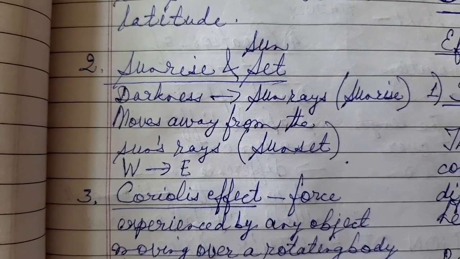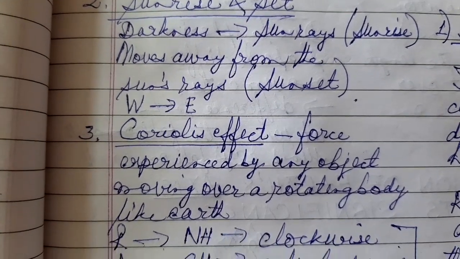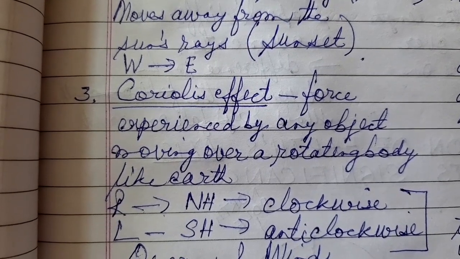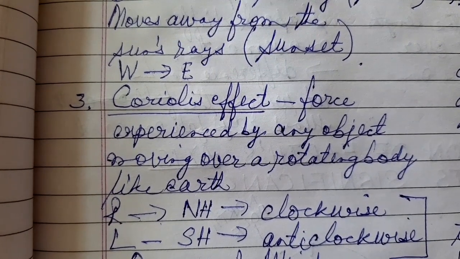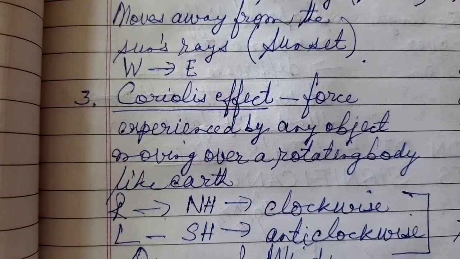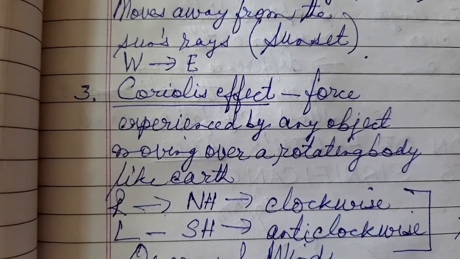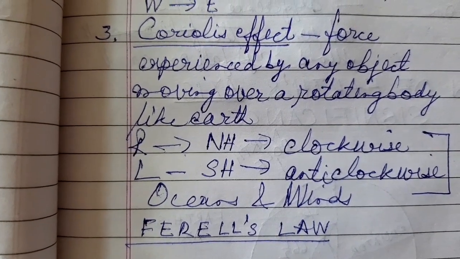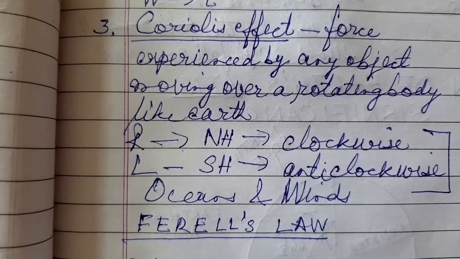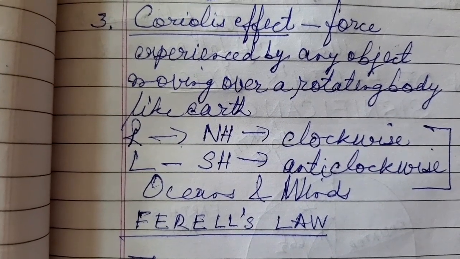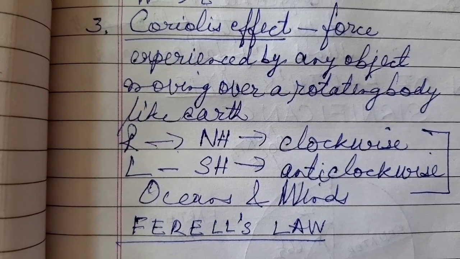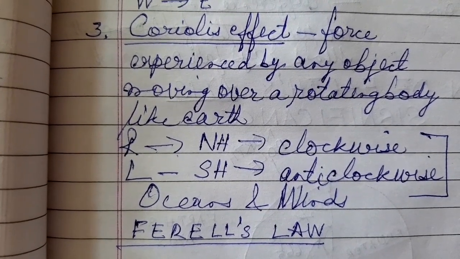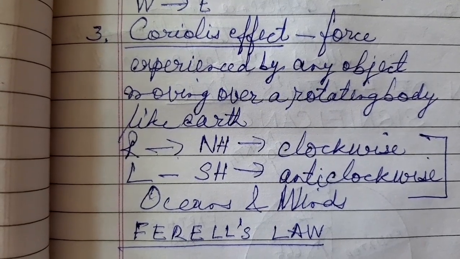The next effect is Coriolis effect. Now what is Coriolis effect? First of all, Coriolis is a force which is experienced by an object moving over a rotating body like the earth. Now because of the Coriolis force experienced by the ocean water, we have ocean currents, and they move in the clockwise direction in the northern hemisphere and in an anti-clockwise direction in the southern hemisphere. This is because of the Coriolis force.